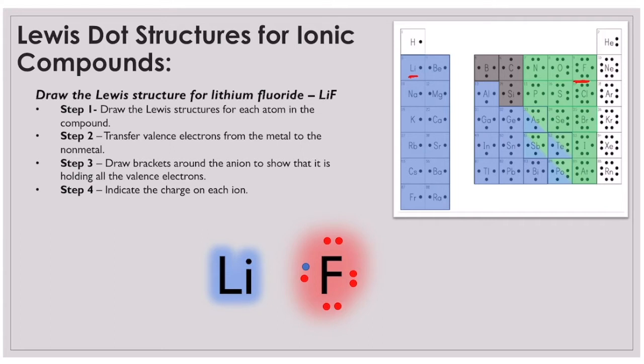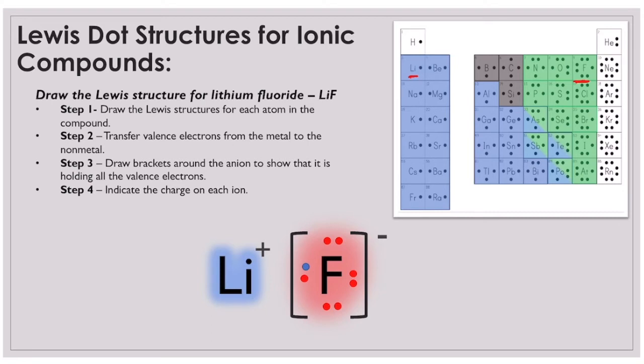And then step 3 is to draw some brackets around the anion, which is going to end up being fluorine. It's going to have a negative charge once it gains that electron from lithium. And step 4 is just to indicate the charges on each of these ions. We don't have to draw brackets around lithium. The brackets are around fluorine just to show that it possesses all of those electrons. All right, and so this is the Lewis dot structure for the ionic compound lithium fluoride.